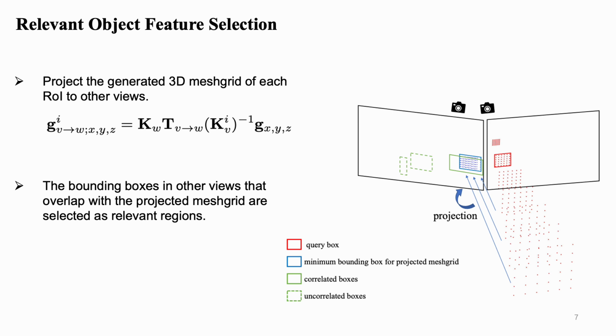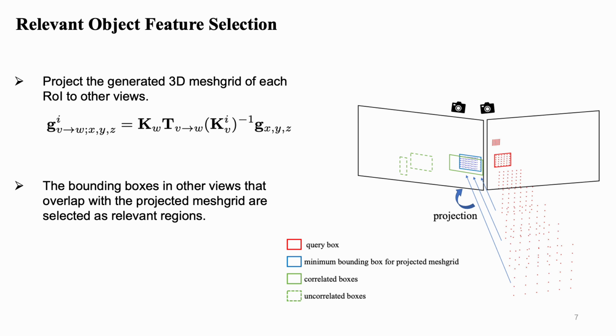Each object is only captured in a sub-region within the multi-view images. By focusing on the relevant region with respect to a target object, we can eliminate the distractors and noises that may hinder the object localization performance. To this end, we propose a relevant object feature selection method to obtain relevant regions for each object query.